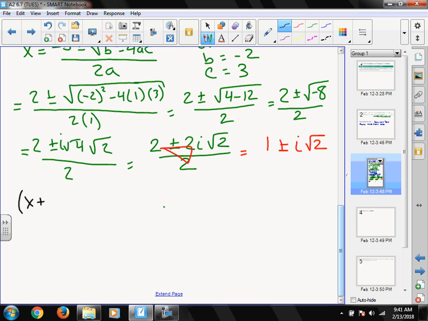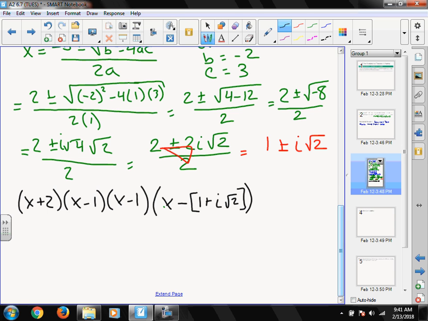So, your answer is going to be x plus 2, x minus 1, times x minus 1, times x minus the quantity of 1 plus i times the square root of 2, and x minus the quantity of 1 minus i times the square root of 2.